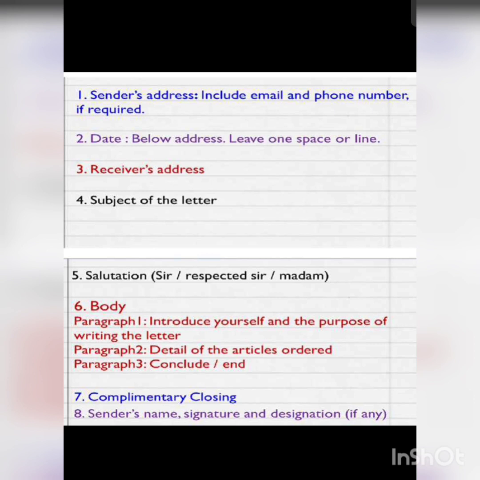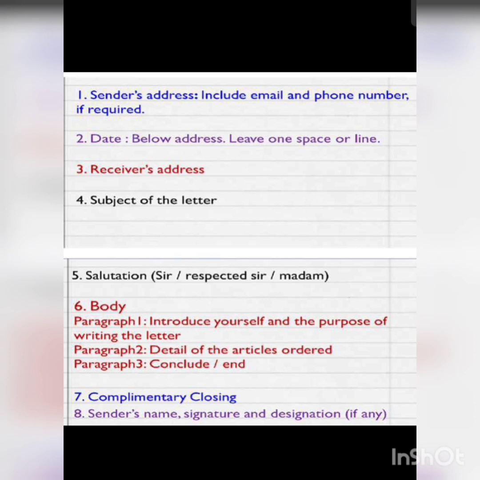But students, whenever you are going to write any new paragraph, always leave two finger space from the pink color margin, and then you can start writing the new paragraph. Next is the complimentary closing. Complimentary closing means regards, kindly acknowledge, thanking you. This is the complimentary closing.